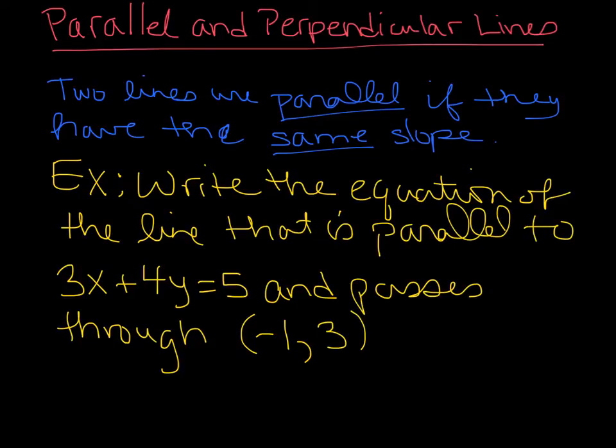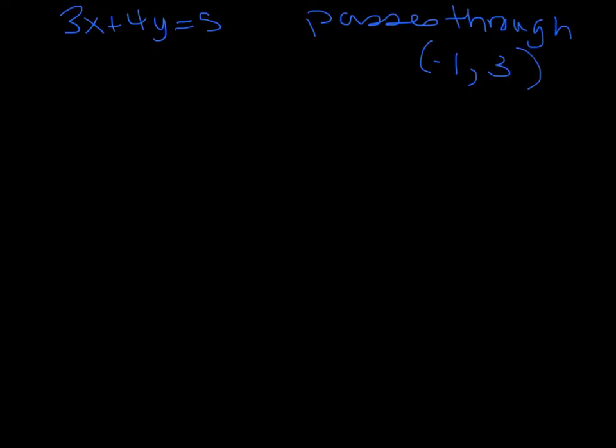So for our parallel line example, we want to write the equation of the line that is parallel to 3x plus 4y equals 5 and passes through the point (-1, 3). So the first thing I'm going to do to find the parallel line is to find the slope of the original line. My original line is this one right here. And I'm going to find my new line by using what I know about parallel lines, which means that I need to find the slope of the original line.